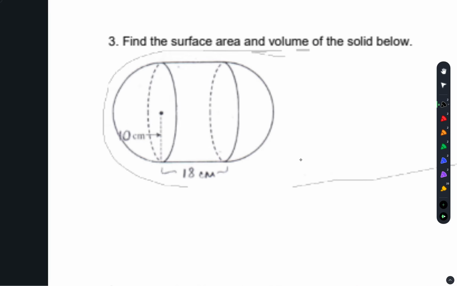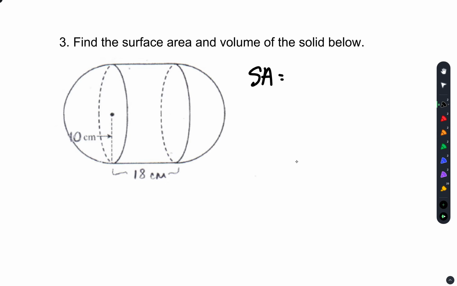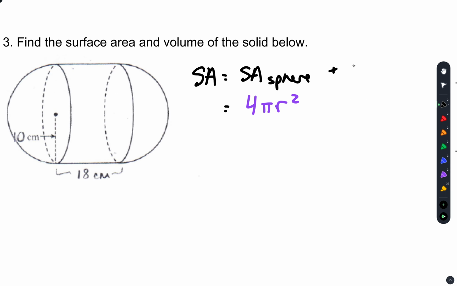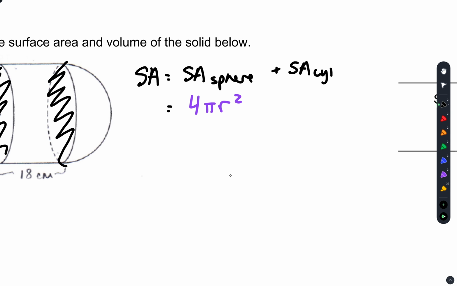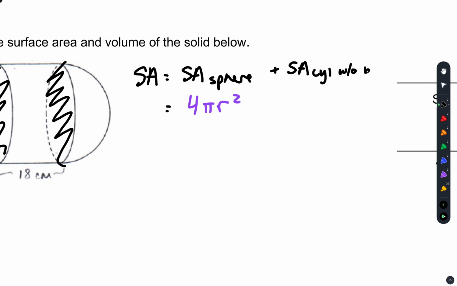For the surface area of this figure, I have a sphere, well, 2 hemispheres, one on each end. 2 hemispheres make one full sphere. And then in the center, connecting the 2 of them, I have a cylinder. So I'm going to find one surface area of a sphere, which hopefully we know is 4 pi r squared, plus the surface area of my cylinder, but I cannot see the bases of this cylinder from the outside, so I want the surface area of the cylinder without bases.